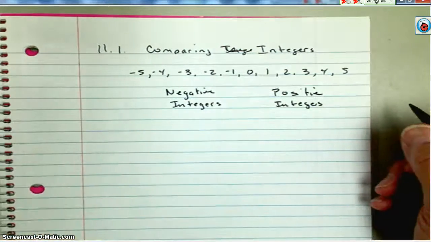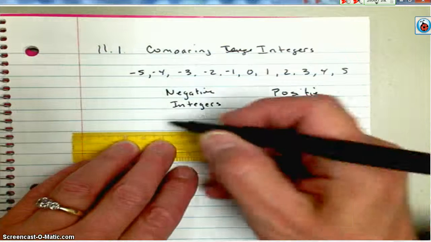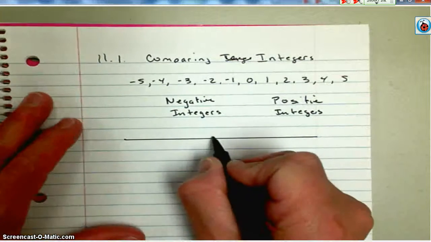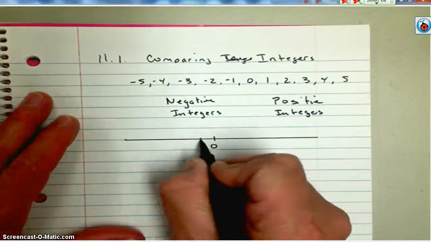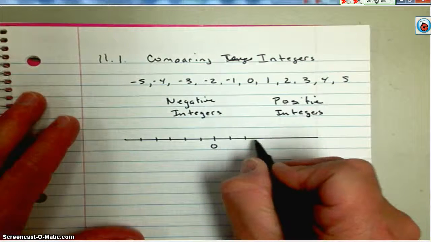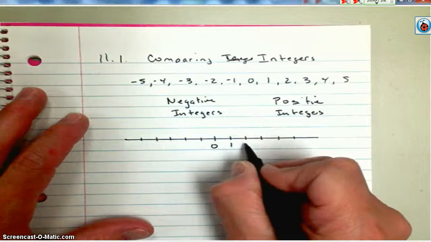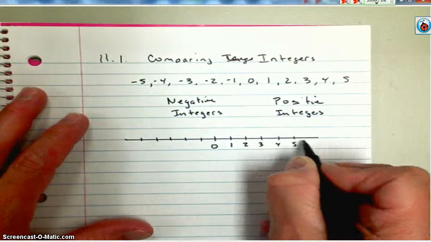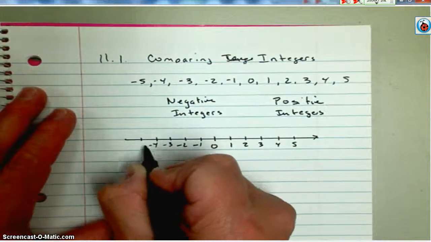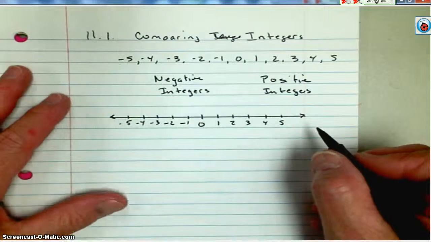Another very common way to display integers is to use a number line. So we're going to take our straight edge and draw a number line, and oftentimes you'll see integers on a number line like this. We're going to put 0 in the middle and evenly space out the numbers. Again, if you need to stop and pause this video so you can get a ruler, do that. This is our positive side, 1, 2, 3, 4, 5. We're just going to go up to 5, and this would be negative 1, negative 2, negative 3, negative 4, negative 5 on the left-hand side of 0.